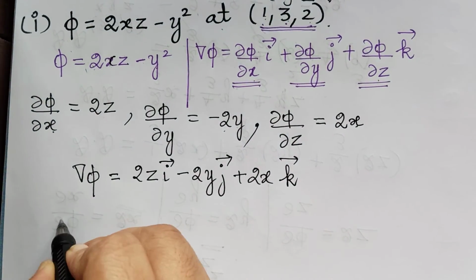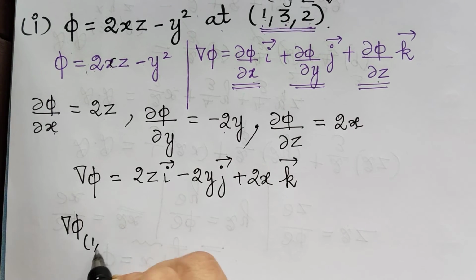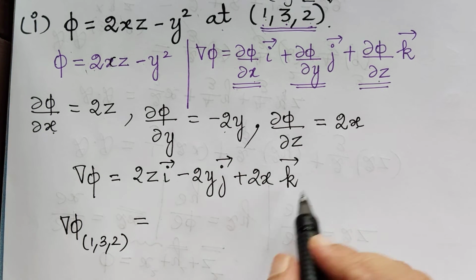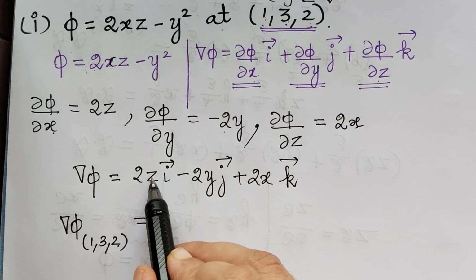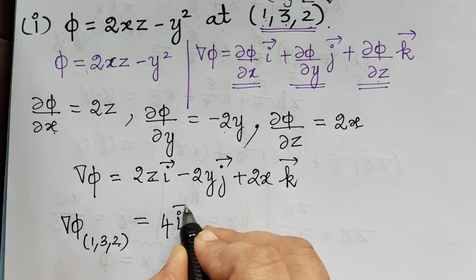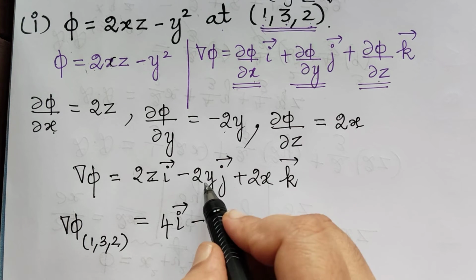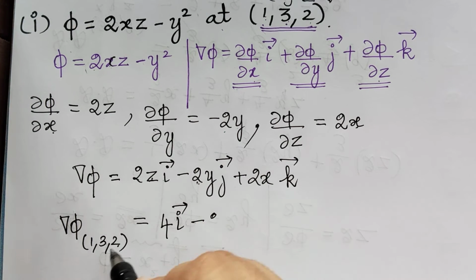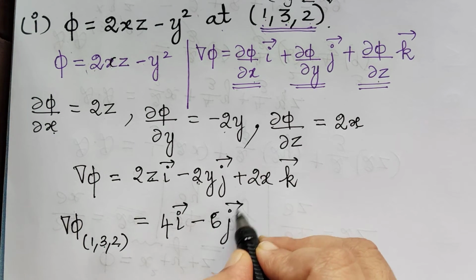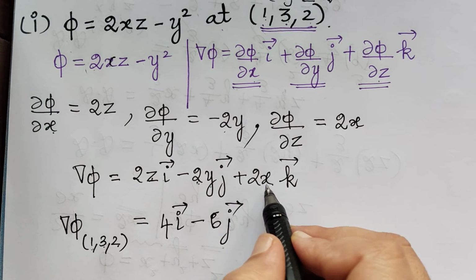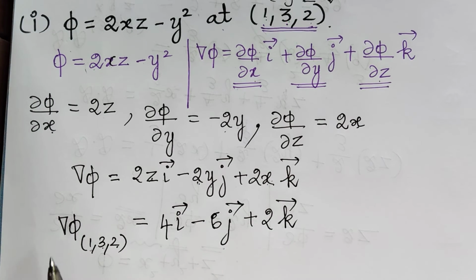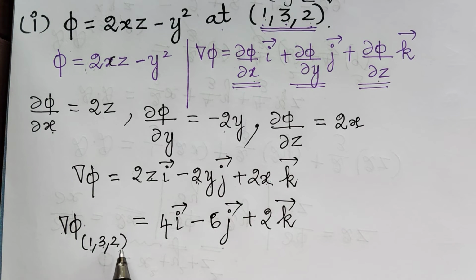So we have to find nabla phi at the point (1, 3, 2), and that will be equal to, here we have to substitute the values of x, y and z. The value of z is 2, and when substituted it gets multiplied with this 2 and it becomes 4. So 4i vector minus, here we have a 2 already over here, and the value of y is 3. So 3 2s are 6, and so 6j vector, and the value of x is 1. So when substituted, it becomes 2k vector. So plus 2k vector. So this is the value of nabla phi at the point (1, 3, 2).